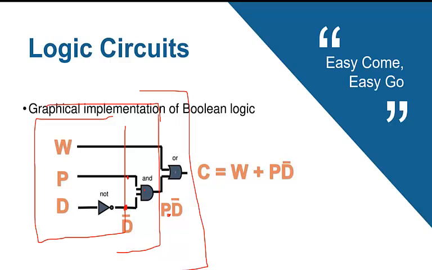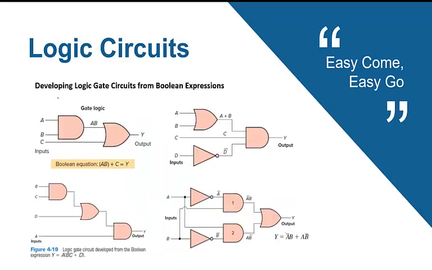After that, in the third stage, B multiplied by D prime is connected with W with an OR gate, so it means W plus BD prime. This is a graphical implementation of Boolean logic, and here we get the final expression of C or Y in the output. In this example, we are going to develop logic gate circuits from Boolean expressions.